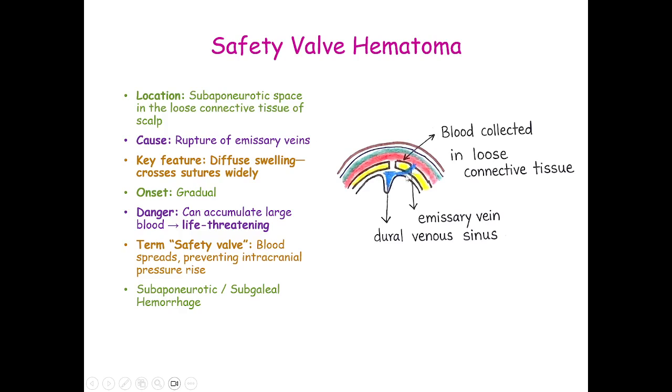So, these emissary veins are ruptured. Okay, so that can lead to accumulation of the blood. Now, the second layer and the third layer, here there is no space for the blood to accumulate. They are made up of densely packed connective tissue, collagen fibers. So, which is the layer where the blood can get collected? Only the loose connective tissue.